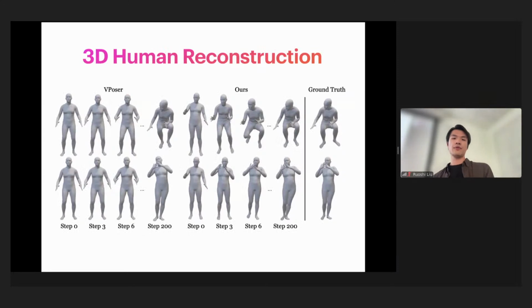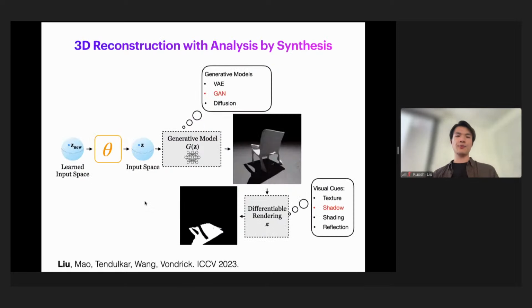It also works on 3D human reconstruction, which is also a neural network inversion problem. So to put this back into the analysis by synthesis framework, we are solving the same problem, but we add a new learned input space here to accelerate this process. So it's still under the same framework. We just want this process to be faster.